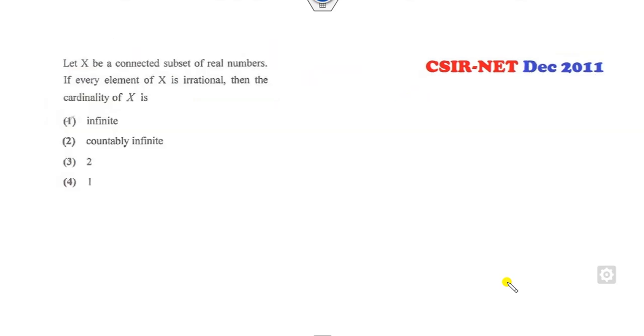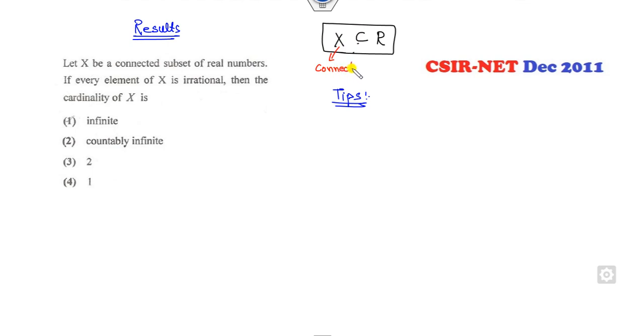Okay, now look at this one. You can see that nothing is given about numerical numbers. It means we have to use the results. Now, what is the tip for you? First of all, read the statement. X is a connected subset of R. Fine. What is the nature of X? It's connected.